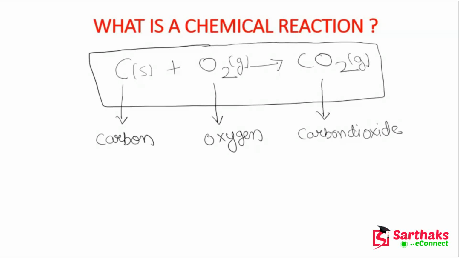And what I have written here is a chemical equation. So how do we write this chemical equation? I will explain this later. But for now, let me tell you what a chemical reaction is. The transformation of a chemical substance into another chemical substance is known as a chemical reaction.